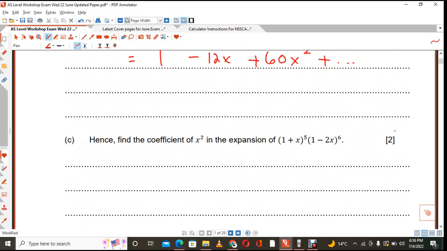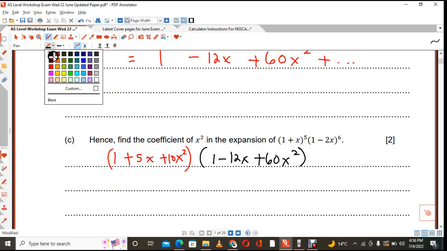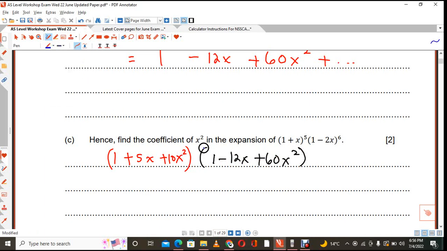So when we multiply, we already have the first one, which was 1 plus 5x plus 10x squared. And the second one was 1 minus 12x plus 60x squared, and so on and so on. So basically, we are going to multiply. Now you're going to look for where you are going to get x squared, because we're looking for the coefficient of x squared.